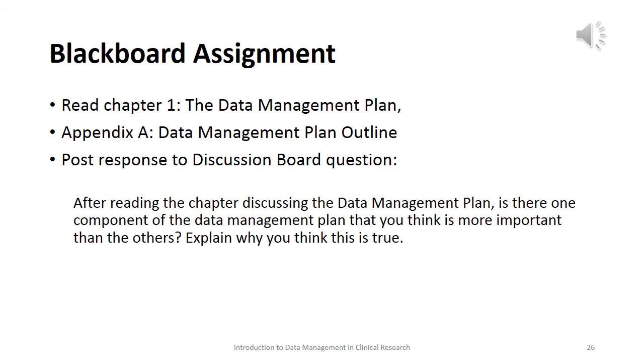And then we have a response to a discussion board question. After reading the chapter discussing the data management plan, is there one component of the data management plan that you think is more important than the others? Explain why you think this is true. So tell me what you think about that. Explain your answer on the discussion board, and get that out there before the end of the week so that I have a chance to review it and respond to it if necessary.